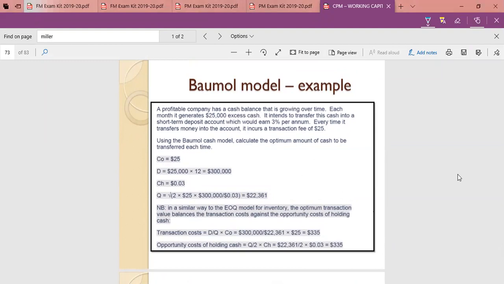Baumol model. A profitable company has a cash balance that is growing over time. Each month it generates 25,000 excess cash. It intends to transfer this cash into a short-term deposit account, which would earn 3% per annum. Every time it transfers money into the account, it incurs a transaction fee of $25. Using the Baumol cash model, calculate the optimum amount of cash to be transferred each time.